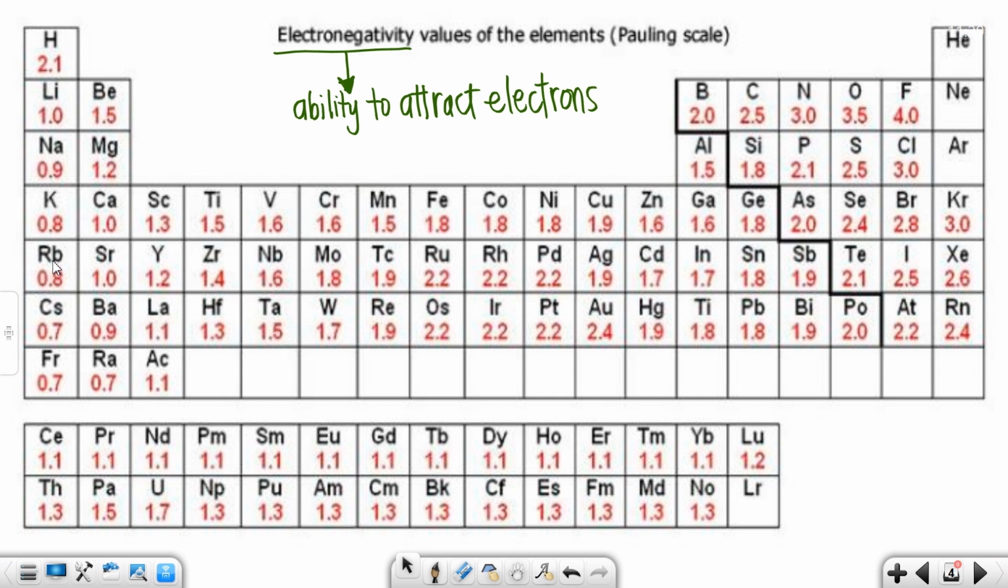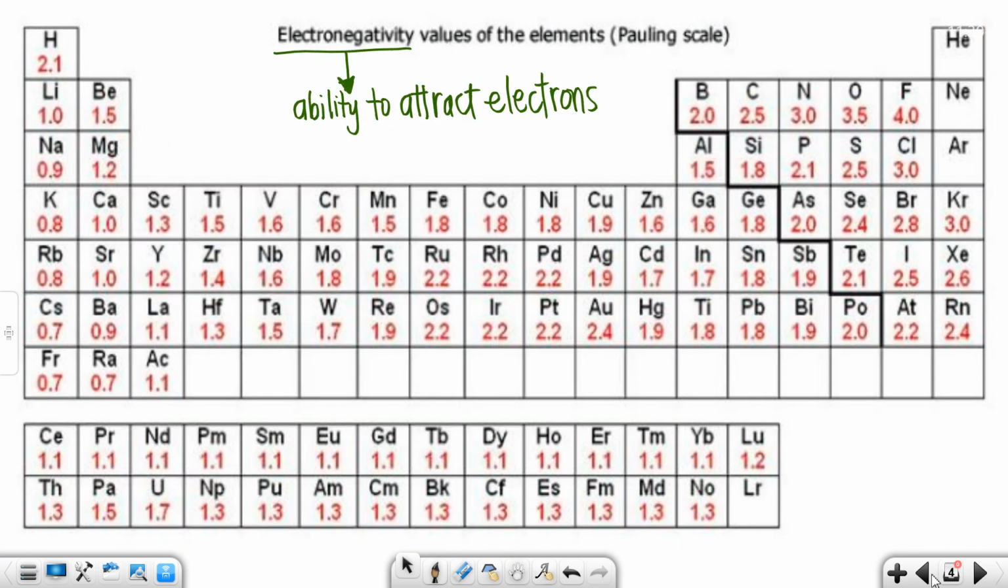Metals tend to have few electrons in their outer shell, so these elements are the ones that are giving the electrons away. All right, especially in an ionic bond. These are the ones that are giving them away. And so you deal with situations where they have low electronegativity values.